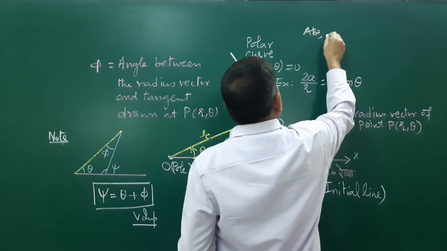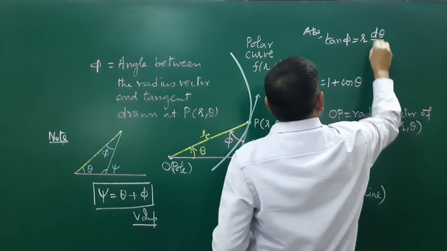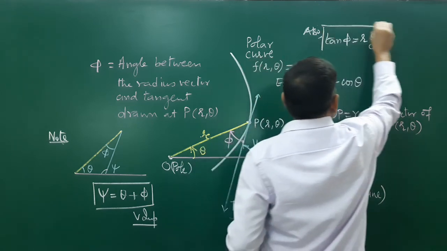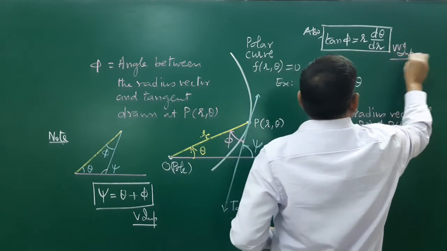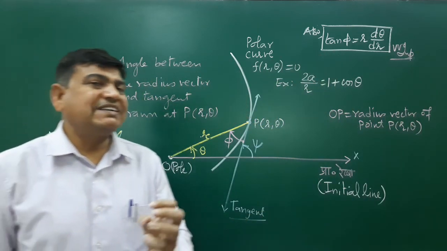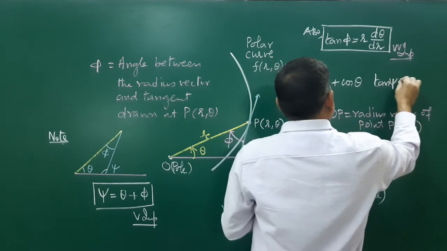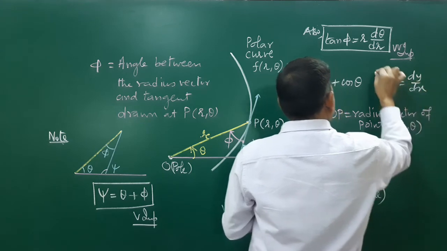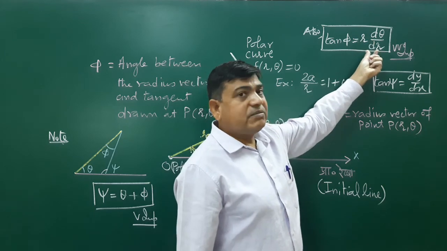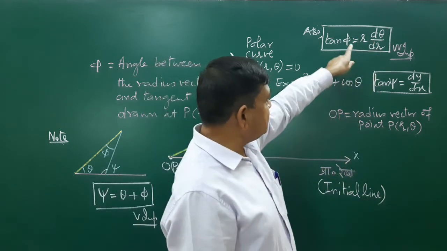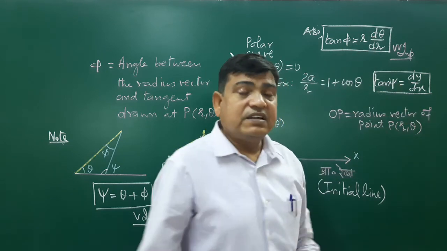Also, tan phi is r times d theta by dr. Remember this result. Just like you remember tan psi is dy by dx, remember, tan phi is r d theta by dr. Be careful. Again, I repeat. Tan phi is given by r d theta upon dr, and tan psi is dy by dx.